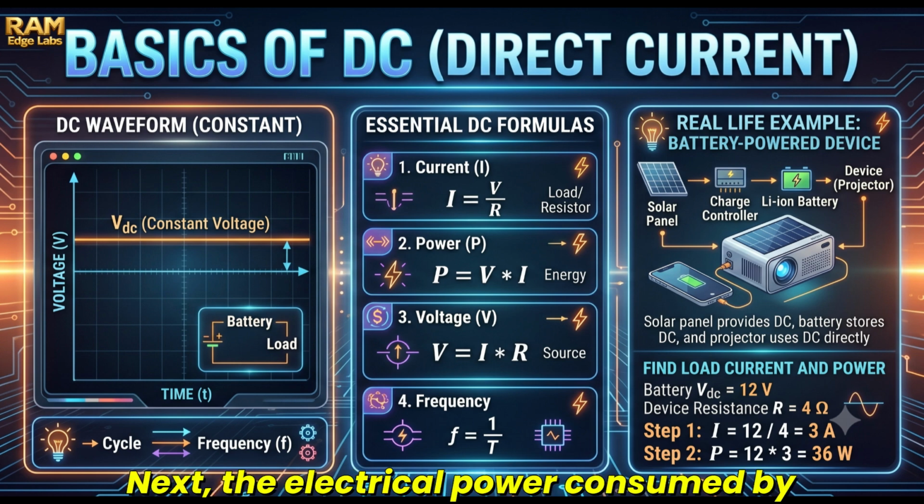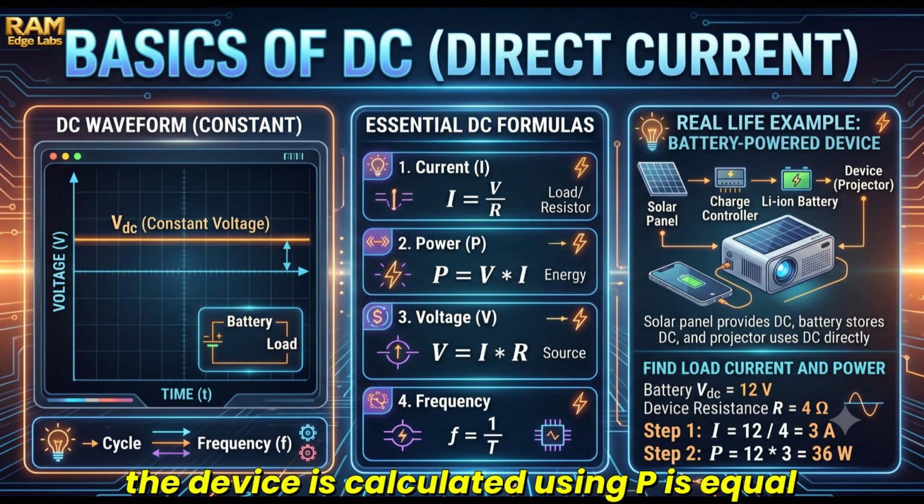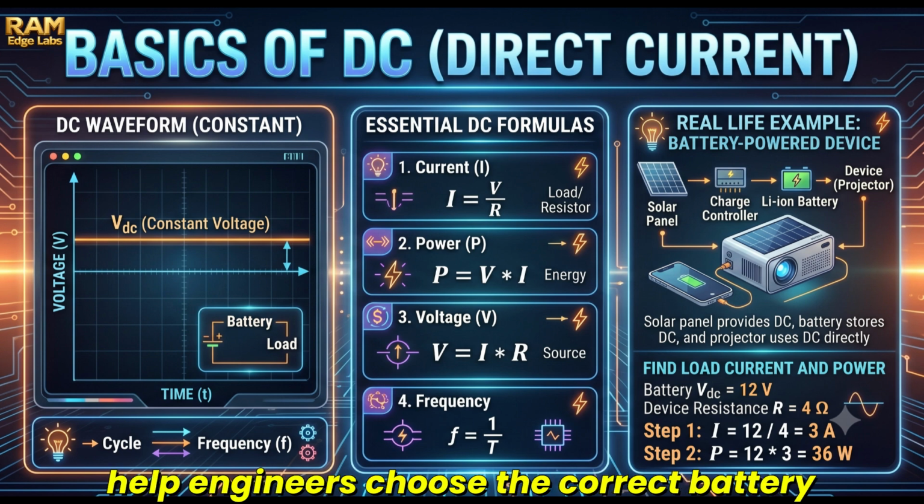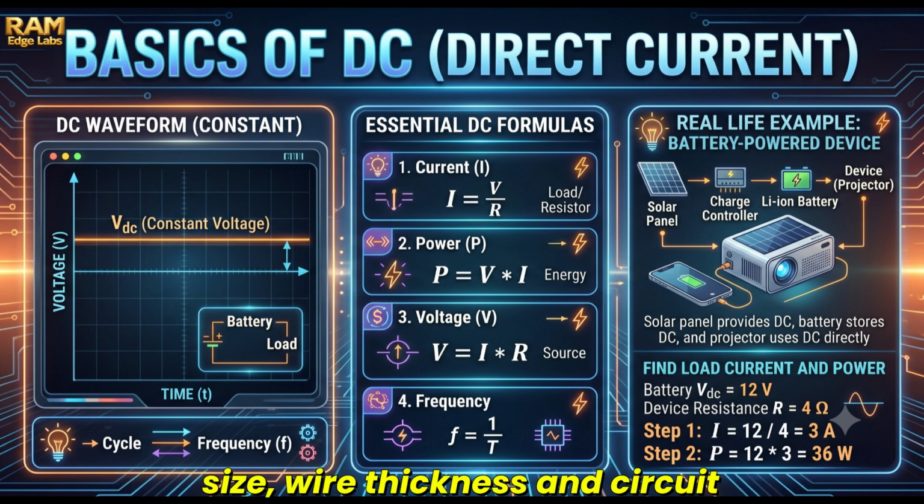Next, the electrical power consumed by the device is calculated using P equals V times I equals 12 V times 3 A equals 36 watts. This means the device uses 36 watts of electrical power while operating. These calculations help engineers choose the correct battery size, wire thickness, and circuit protection for safe and efficient operation.